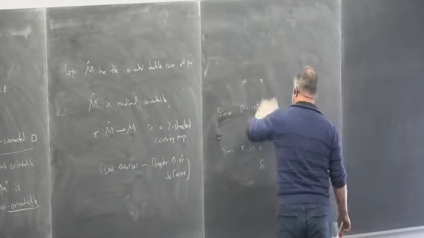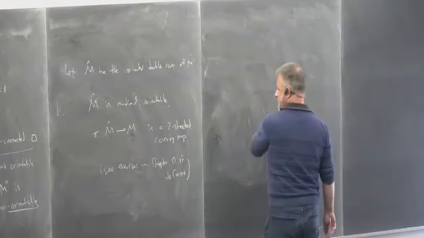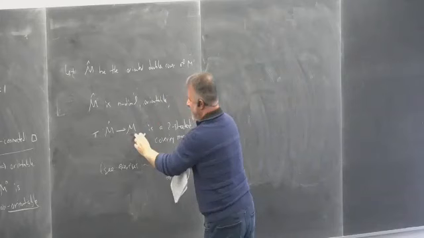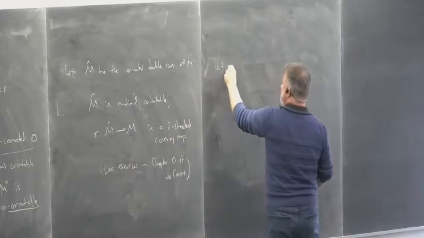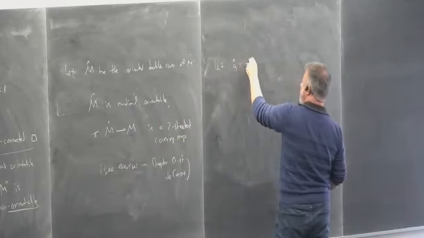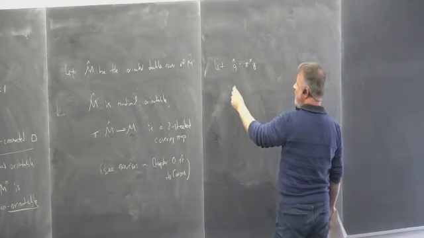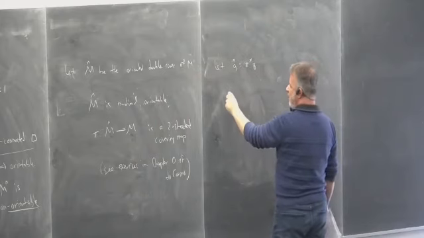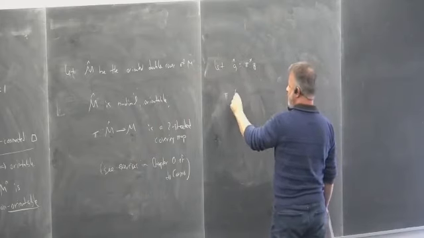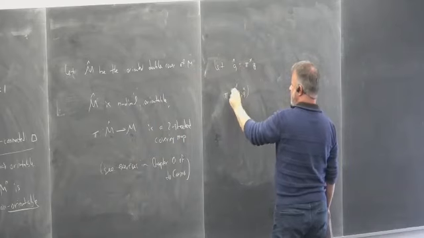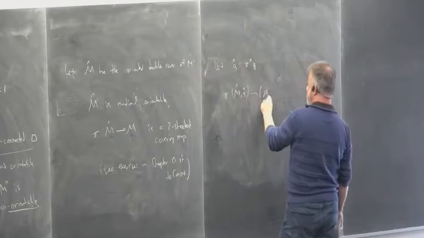But it's a local diffeomorphism, so I can certainly pull back the metric here. Let G hat be pi star G. Then pi is a local isometry by construction.